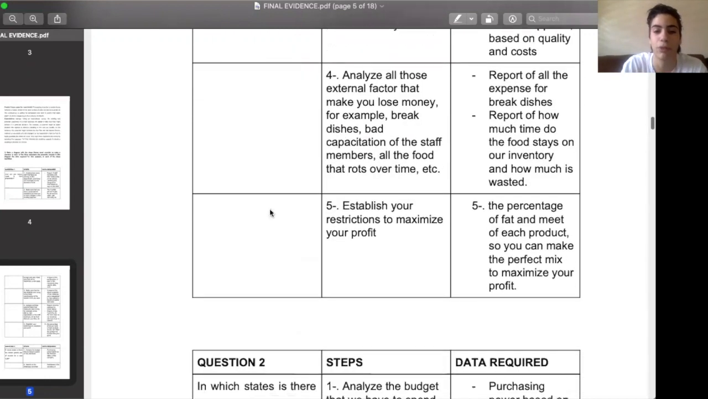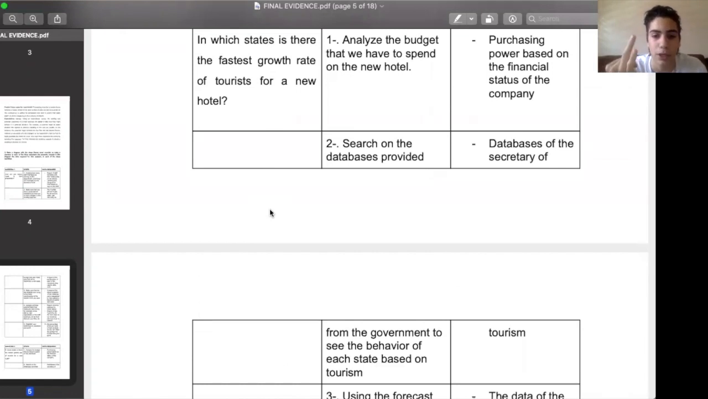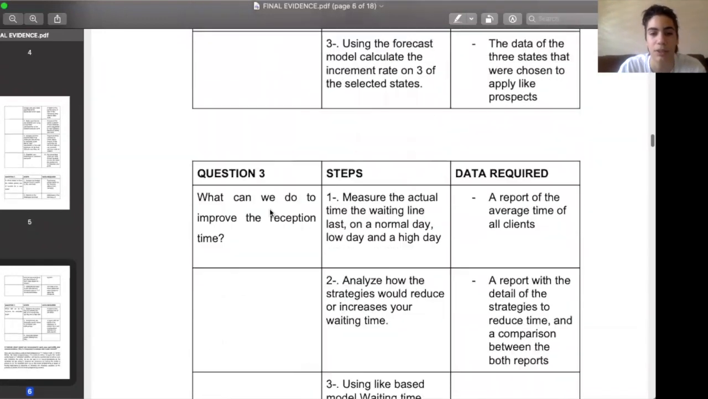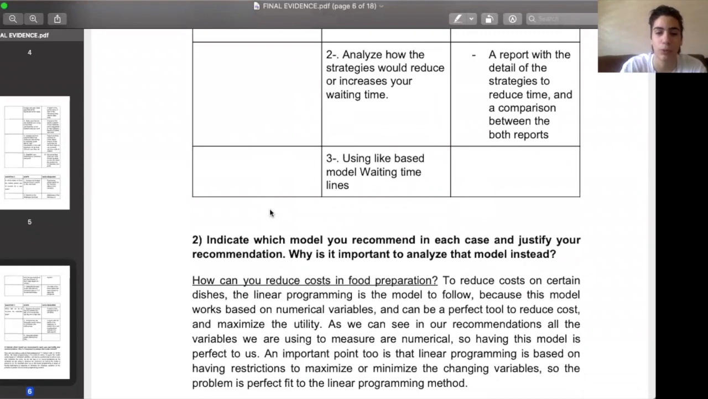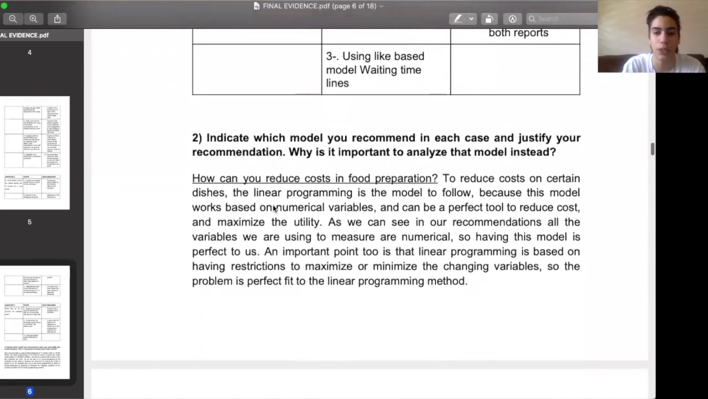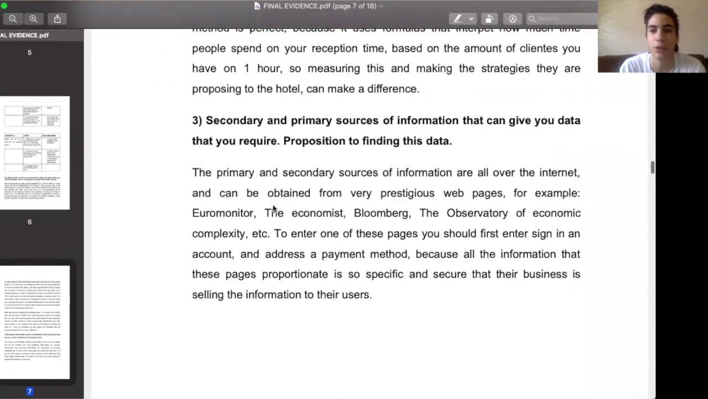The sources of information are all over the internet. They are like Bloomberg, The Economist, Euromonitor, and Observatory of Economic Complexity, among others. Finally, the team presenting is composed of Sebastián Zamora, who will be explaining SP2, Oviedo Chavira, who will explain SP3, Oscar Medina, who will explain SP4, and myself, Alejandro Vargas.